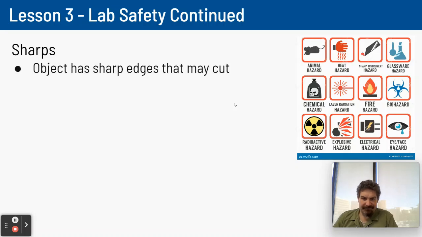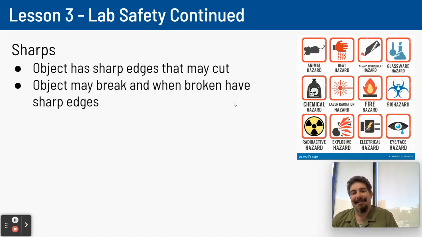For sharps, the object has sharp edges that may cut. This should not be news to you. Or an object that could break and when broken have sharp edges. Glass often has this issue where broken glass is a sharps risk, a very dangerous sharps risk in the sense that it's very hard to handle glass that's broken without cutting yourself.